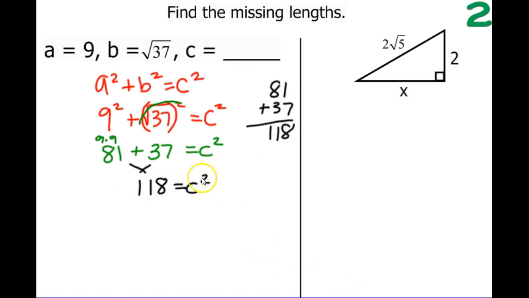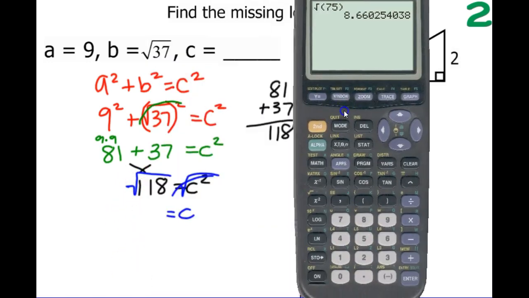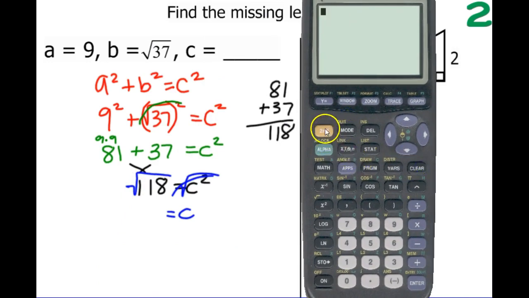And then last, to undo the square, we need to do the square root. We'll do square root on both sides. And we have c equal to the square root of 118. Well, we don't know what that is, so I'm going to plug it in my calculator. Second, square root, 118. And we get about 10.86. Because this next number is higher than 5, we're going to round it up to 10.9.